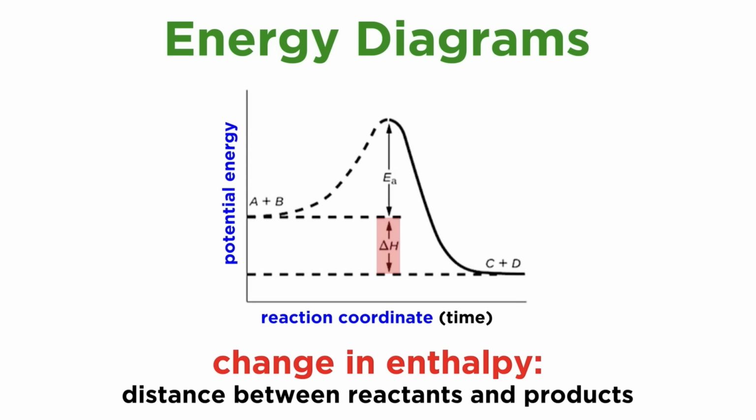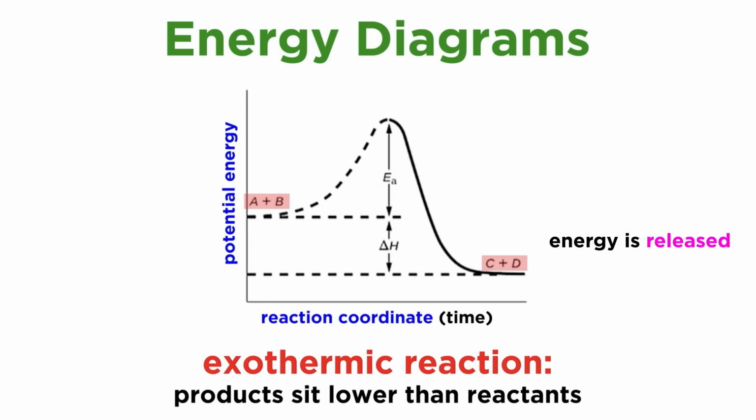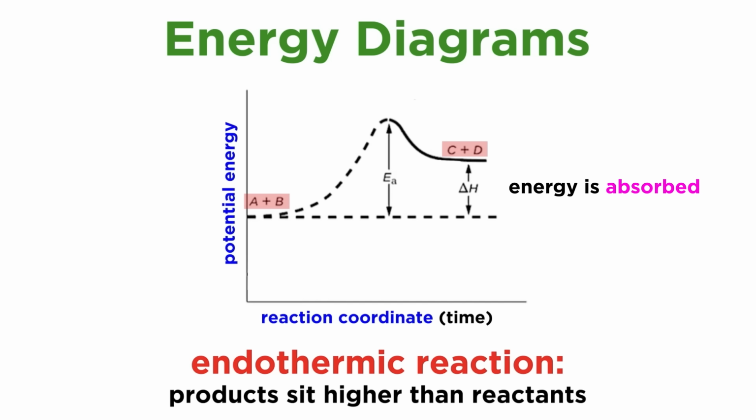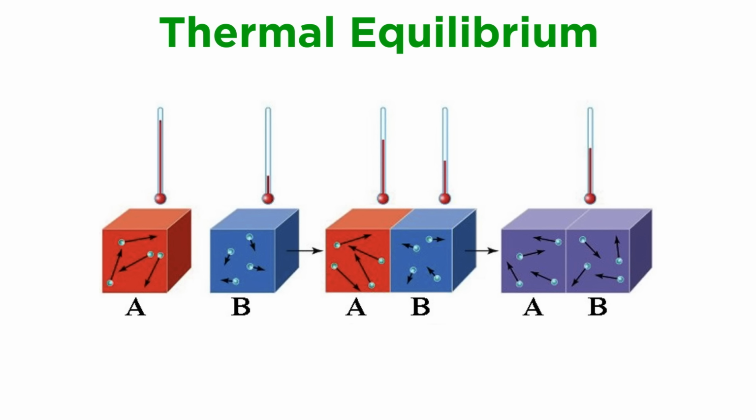And of course, we can recall from examining energy diagrams that the change in enthalpy for a reaction is represented by the distance from reactants to products. If a reaction is exothermic, products sit lower and energy is released. If endothermic, products sit higher and energy is absorbed. Speaking of heat being released and absorbed, let's talk about heat transfer.